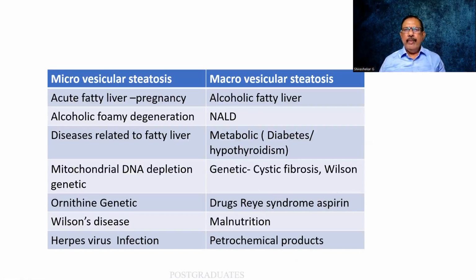The only thing we should be aware of is the distribution of the fatty change. When it is because of hypoxia, etc., it will be more perivenular, whereas in the case of aspirin, etc., it can be more periportal.